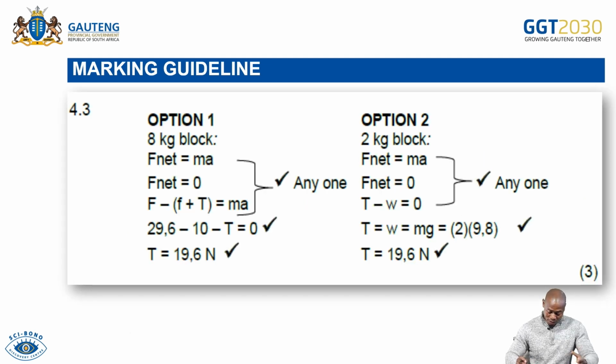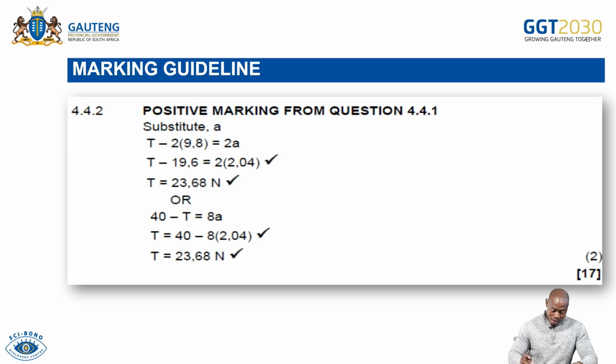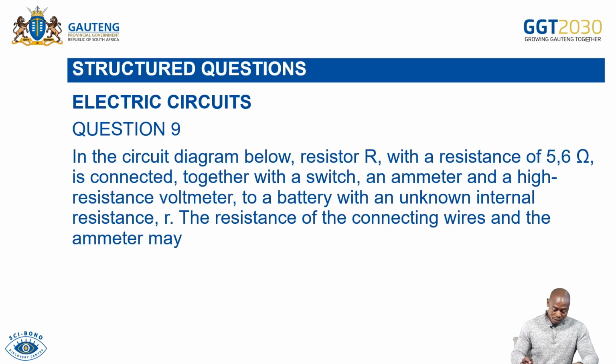So this is what we did. We got this 19.6 for 4.3. And then we got this 2.04 meters per second squared for 4.4.1. And then 23.68 for 4.4.2. Then this is an electric circuit.